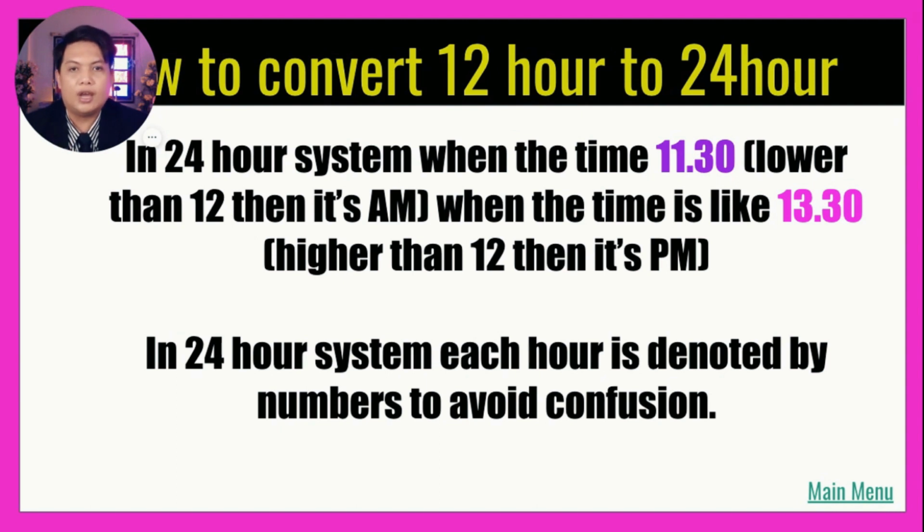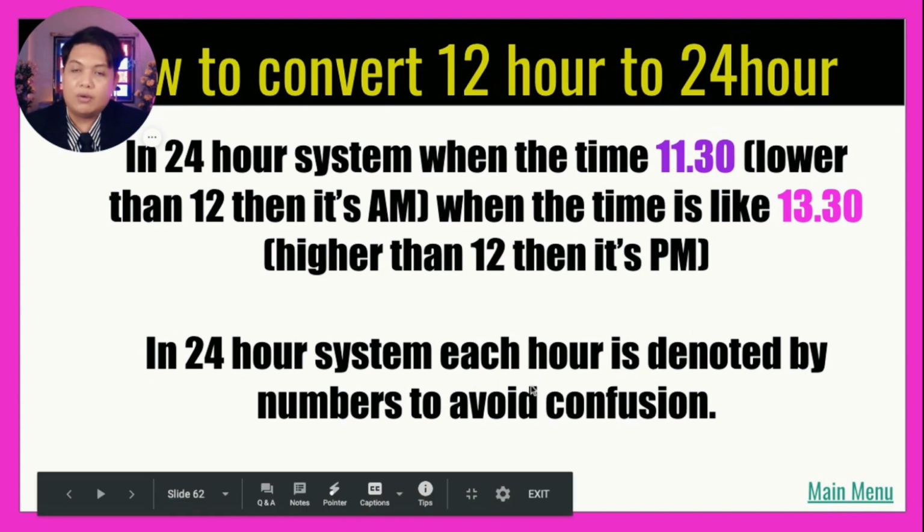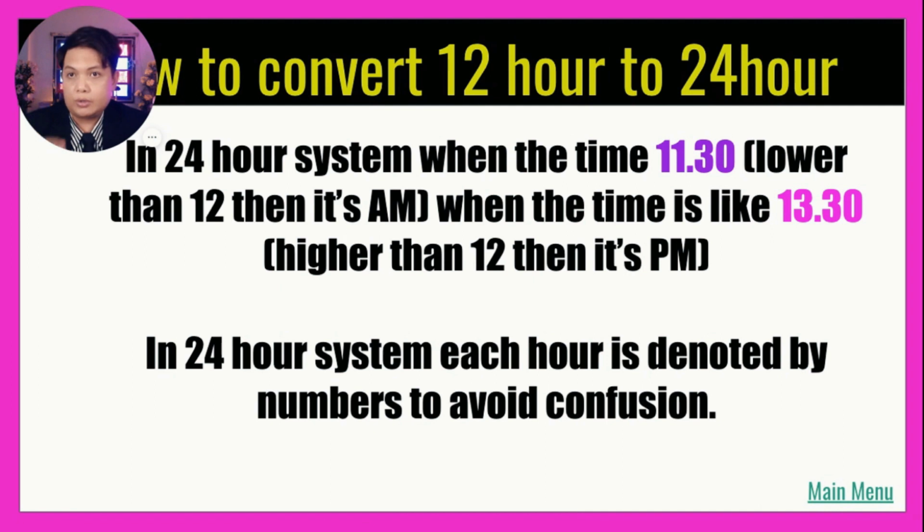All right, so in 24-hour system, when the time is 11:30, 11 is lower than 12. So then it's still AM as its counterpart for the 12 clock system. When the time is like this, 13 is higher than 12. So the conversion to the 12-hour clock system is PM or post meridian. Now, in 24-hour system, each hour is denoted by numbers to avoid confusion.